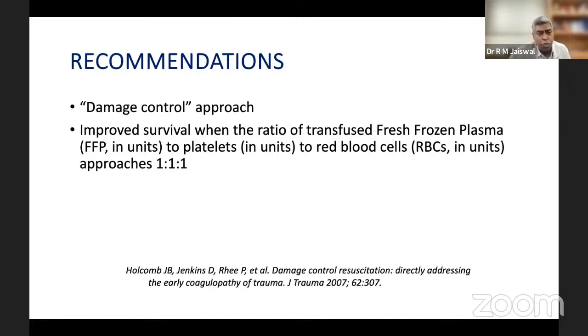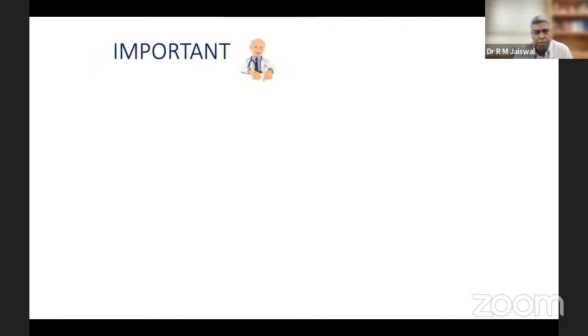And we also use the damage control approach, where survival improved when the ratio of transfused FFP to platelets to red cells approaches 1:1:1. This was the published study, and they suggested that if you use this ratio, there will be a beneficial effect in the massive transfusion protocol.